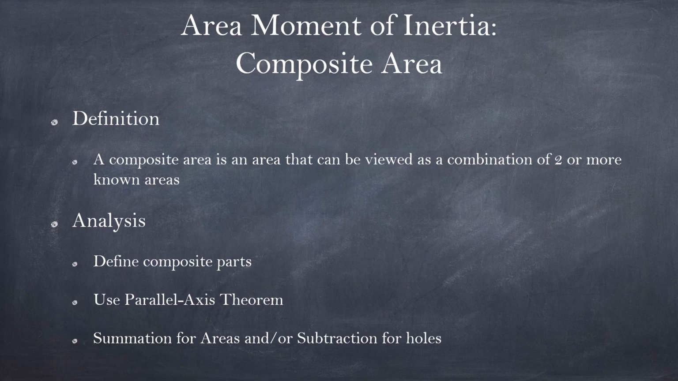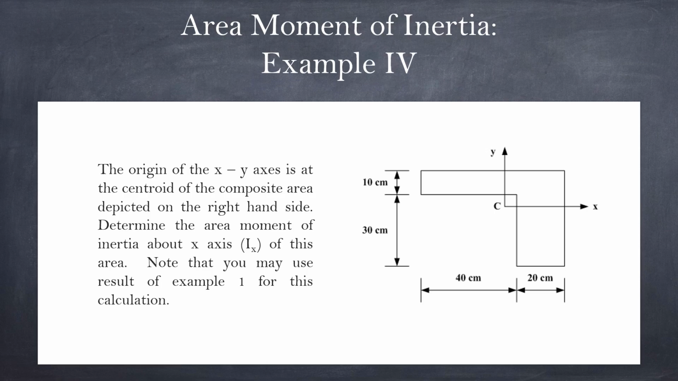So let's look at how it happens. For example, this is the example we are talking about. We have an area in the L shape, laid out like this. We don't know how to calculate the area moment of inertia of this shape directly. However, we can view it as two rectangles.